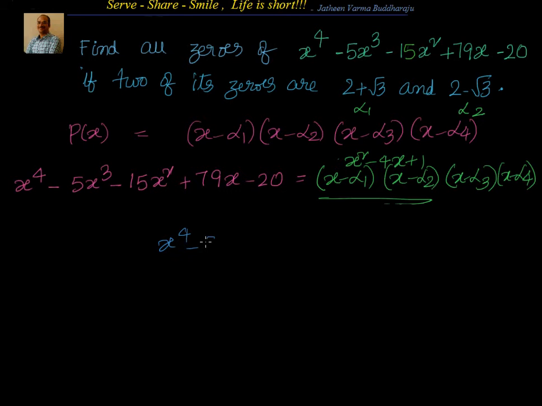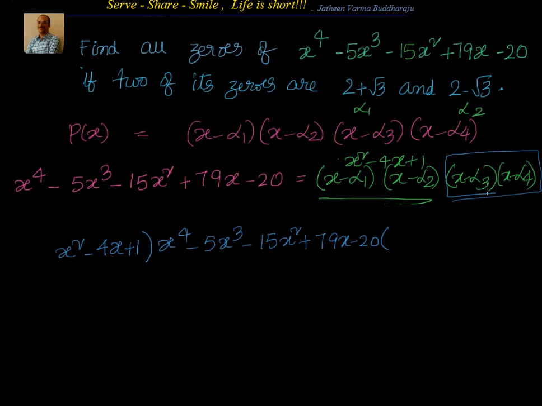we have x to the power of 4 minus 5x cube minus 15x square plus 79x minus 20 divided by x square minus 4x plus 1, because alpha plus beta is 4 and alpha beta is 1. Okay, now we have this. We have to find the quadratic polynomial, which is the product of x minus alpha 3 into x minus alpha 4. Then we can find alpha 3 and alpha 4. For that we will again go back to DRMS.